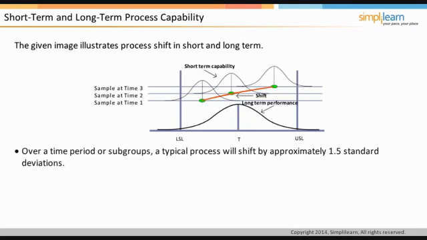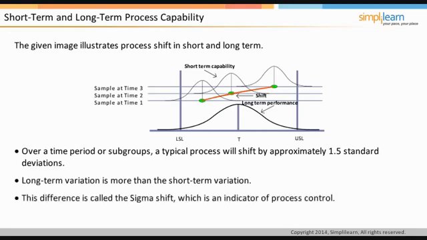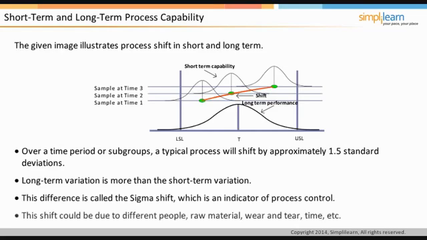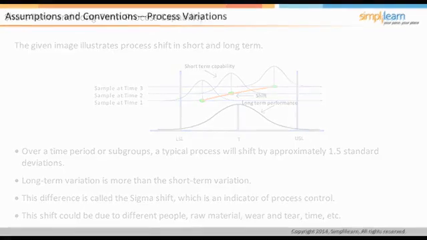It is important to note that over a period of time, or subgroups, a typical process will shift by approximately 1.5 times the standard deviation. Also, long-term variation is more than short-term variation. This difference is known as the sigma shift and is an indicator of the process control. The reasons for a process shift include changes in operators, raw material used, wear and tear, and time periods. We will discuss the assumptions and conventions of process variations in the following screen.